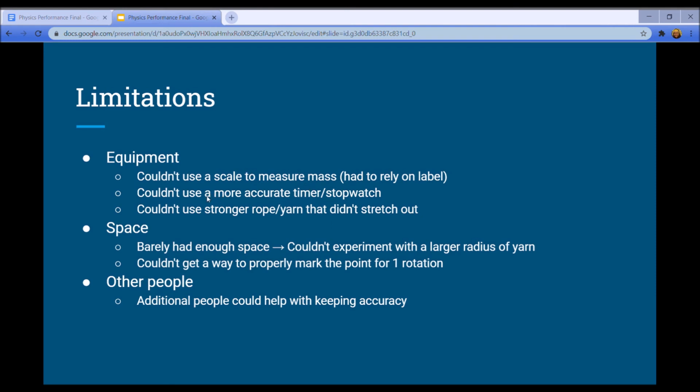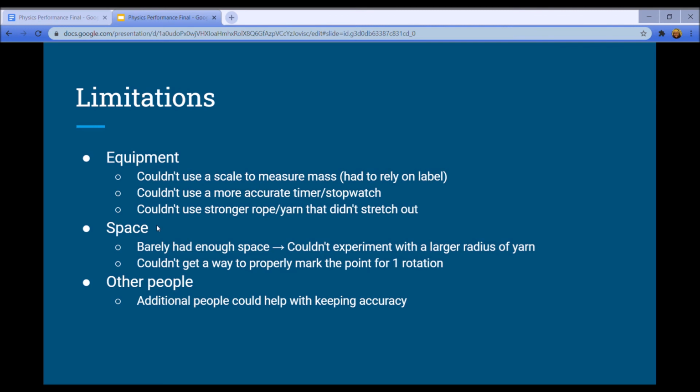Along with that, I wasn't able to use an accurate timer or stopwatch, because all I had was my phone, and a lot of times I missed when it beeped. Along with that, I wasn't able to use a stronger rope that didn't stretch out, because that was the only material that I really had, and it was really stretchy, and I didn't like that.